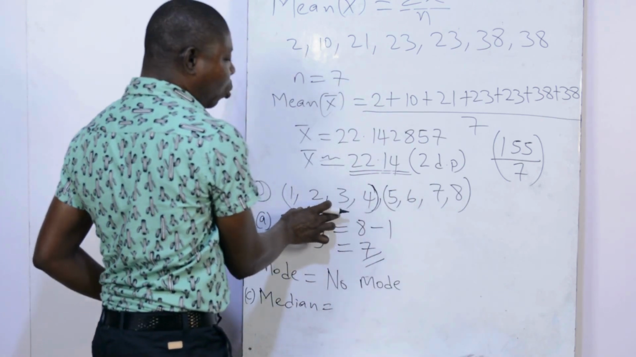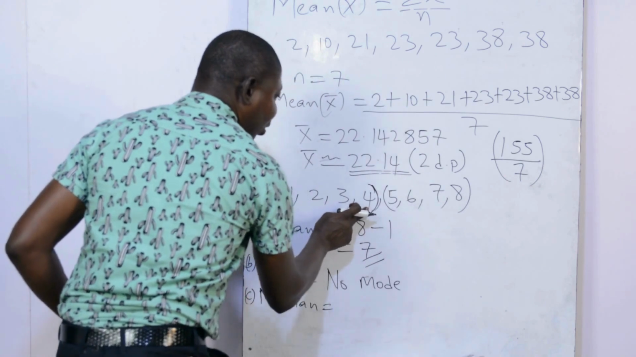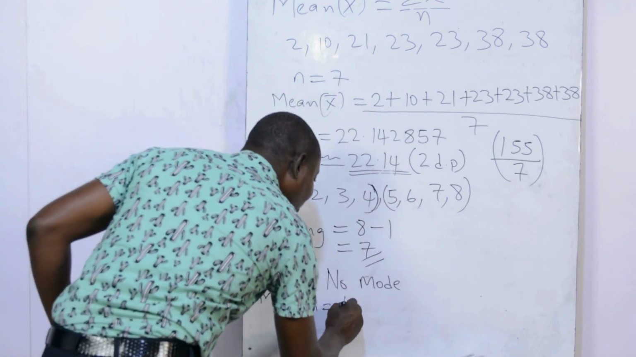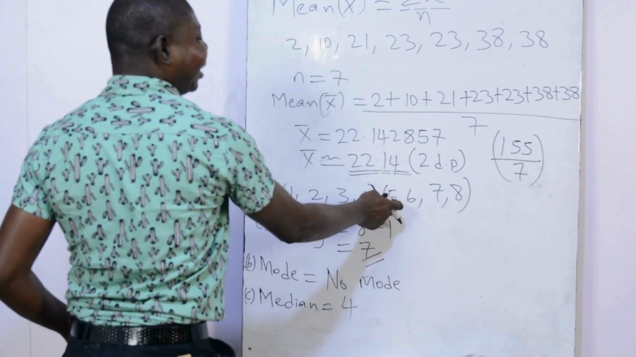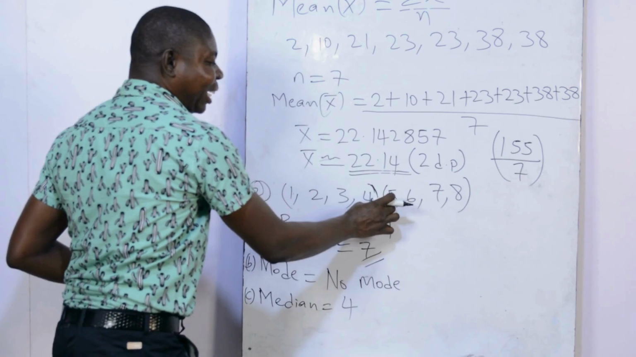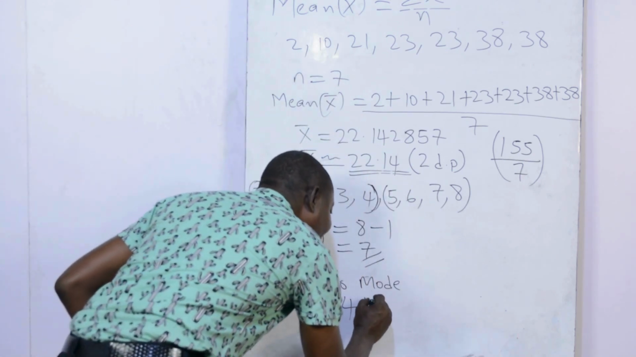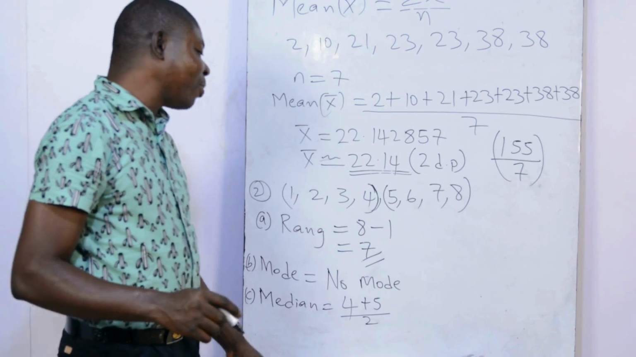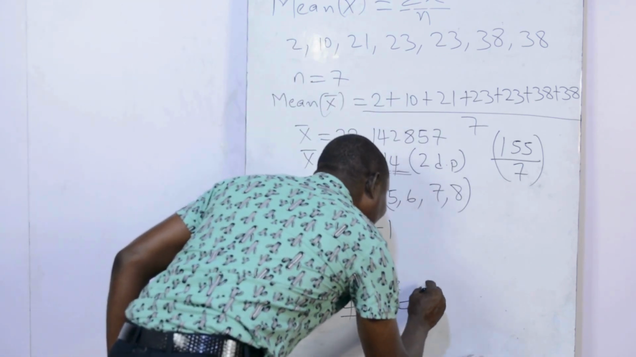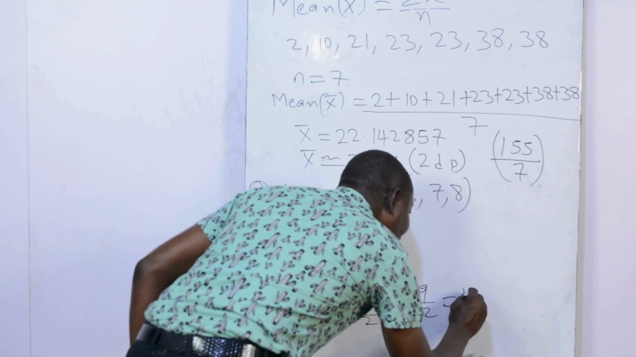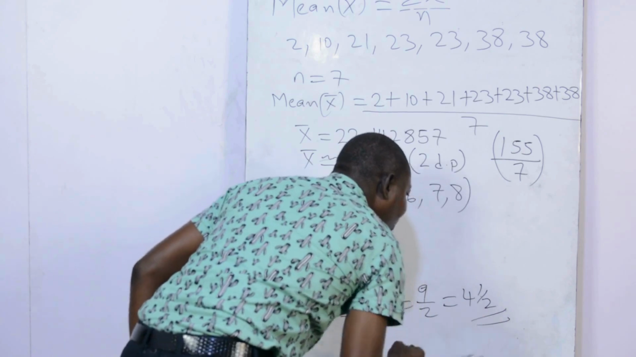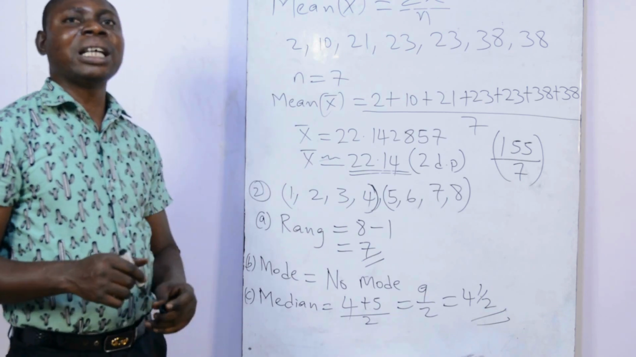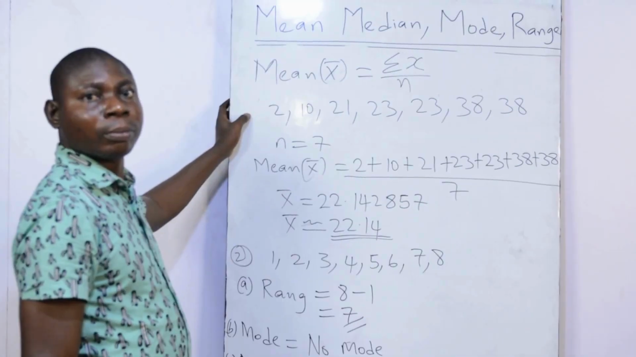Then this one will release 1 for us, the last one, which is 4. Then the one that falls to the middle, we will take the two together. So 4 plus 5, and then divide everything by 2. You will get 9 over 2, which gives us 4 and a half. That's the median.